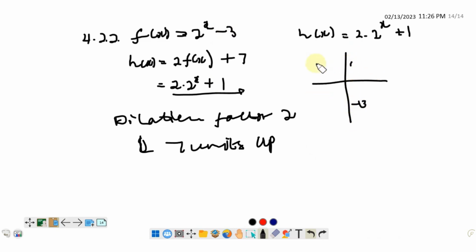Or you can just look at this and that and realize from negative 3 to 1 is 4 units. So you can just say 4 units up, and the graph will automatically move by 1 unit to the left.